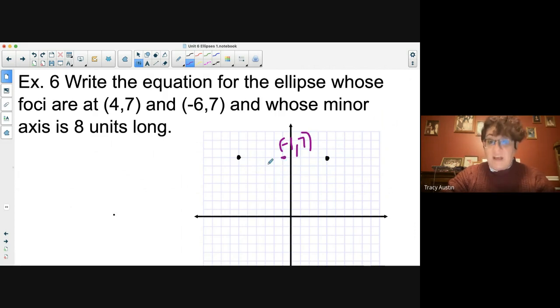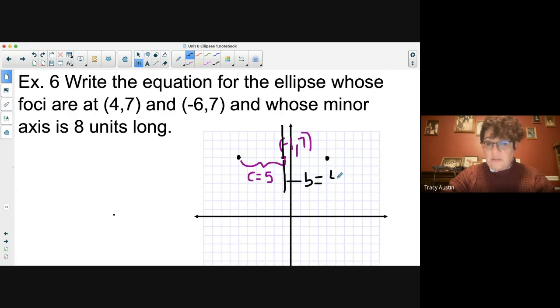And I have a c value at this point. The c is the distance from the center to a focus, and the c value is 5. They're telling me that the minor axis is 8 units long. We just talked about what that means: I'm going to go 4 in either direction. 1, 2, 3, 4. But that at least gives me b.